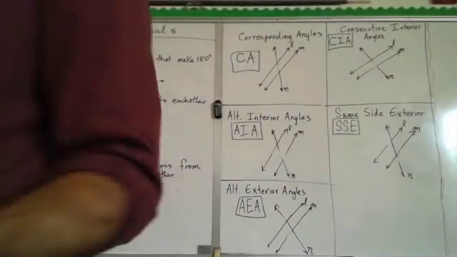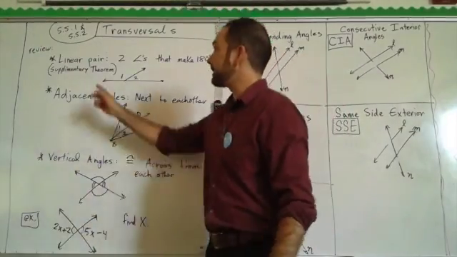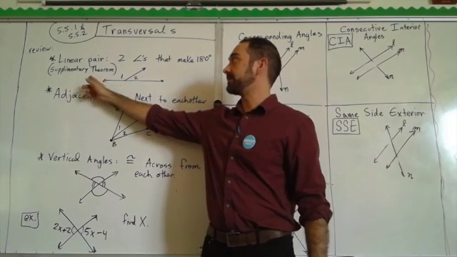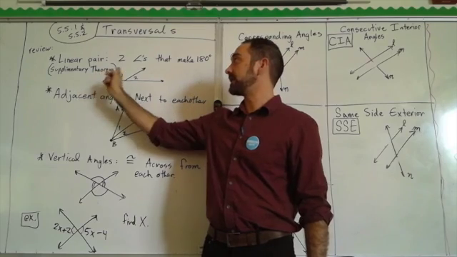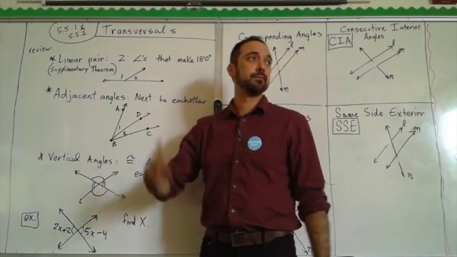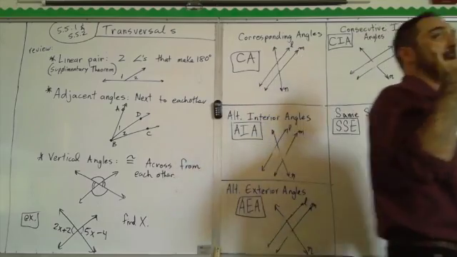This is also called the supplementary theorem. It's a little bit more of a formal term for it. But we have the linear pair, and this is going to be important when we get to the relationships on the right side of the board.